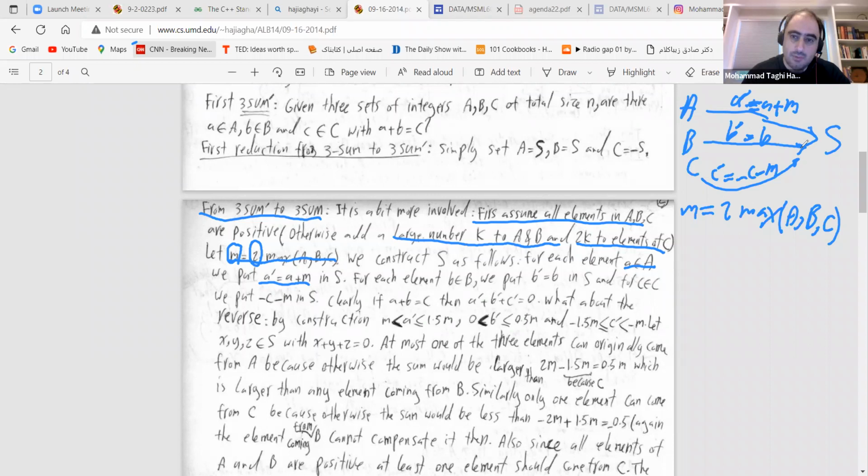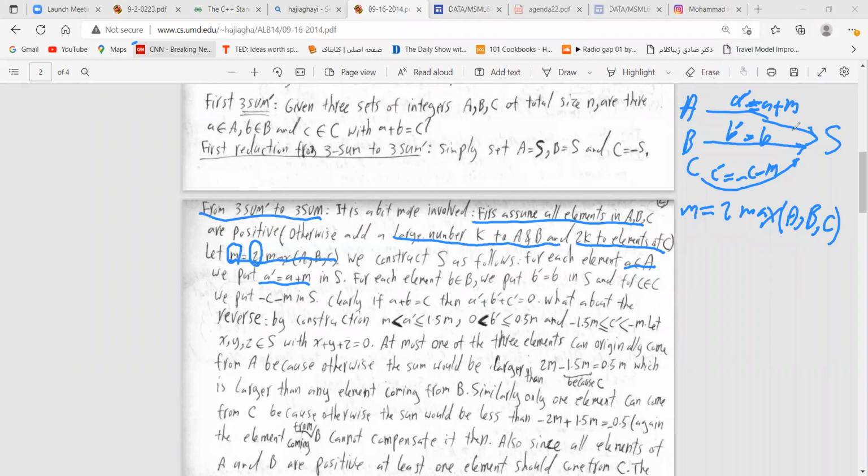So the size of S would be 3 times n, correct? Because each of them has size n, and for each element in A, B, and C, we are putting one element in S. So the size of each of them is n, and the size of S would be 3n.